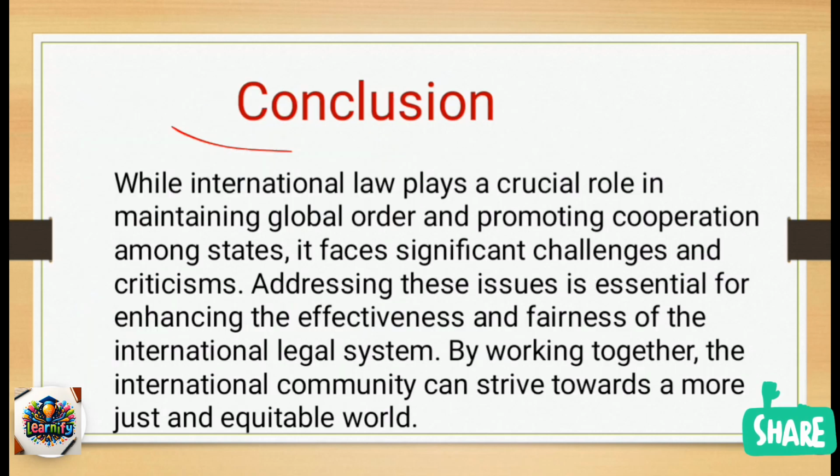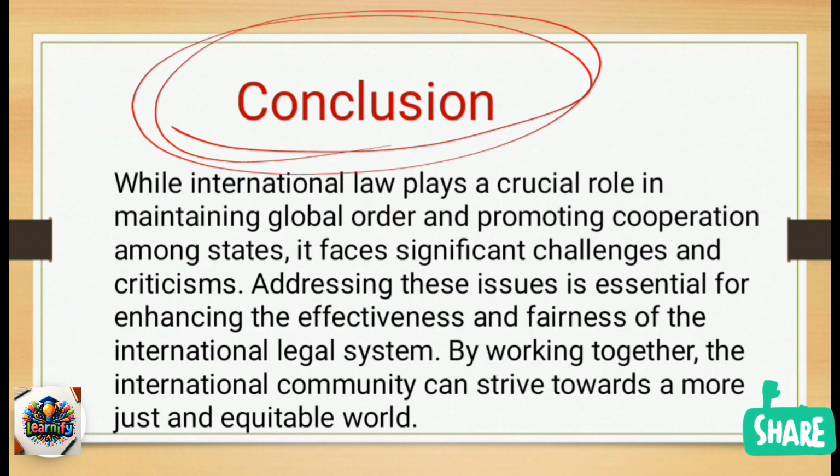So lastly we have the conclusion. While international law plays a crucial role in maintaining global order and promoting cooperation among states, it faces significant challenges and criticism. Addressing these issues is essential for enhancing the effectiveness and fairness of the international legal system. By working together, the international community can strive towards a more just and equitable world.